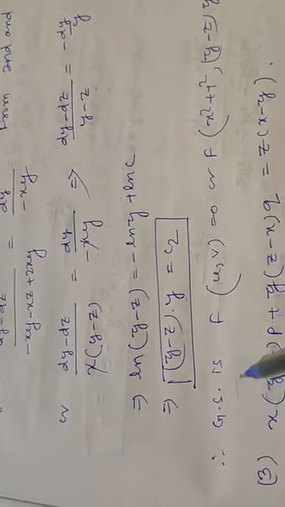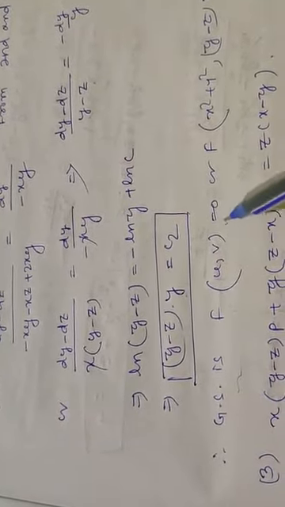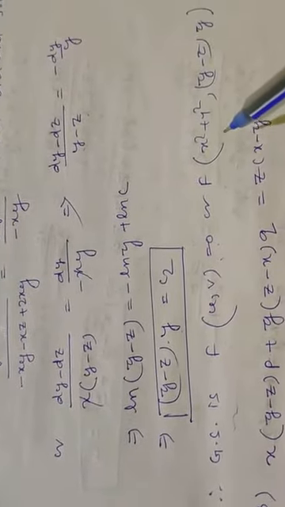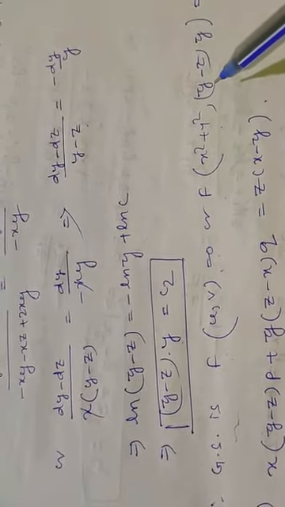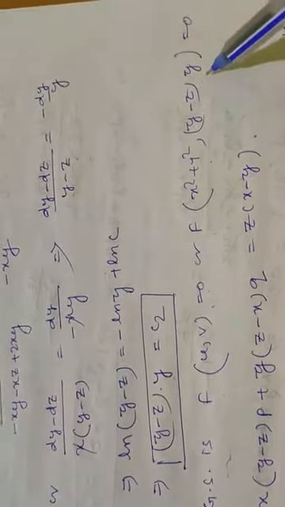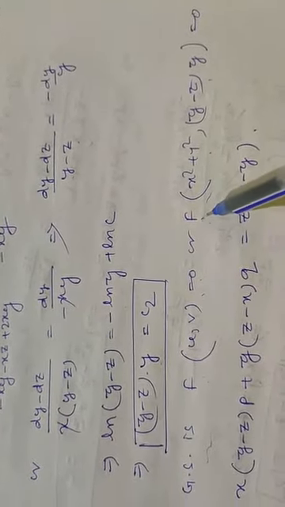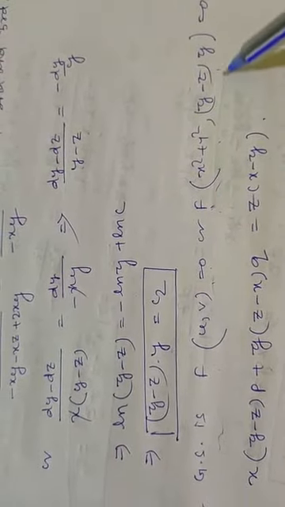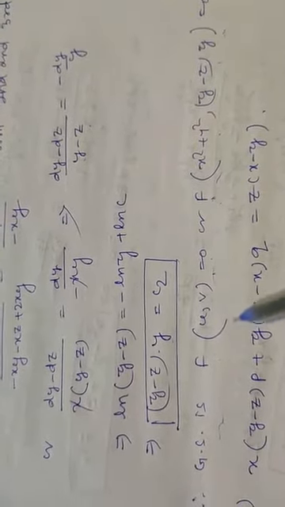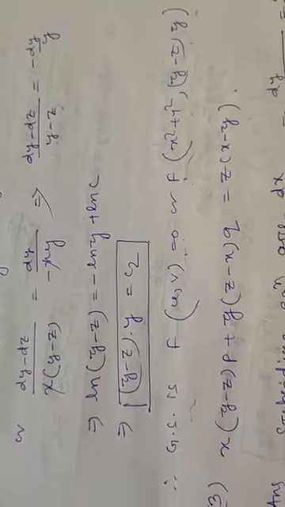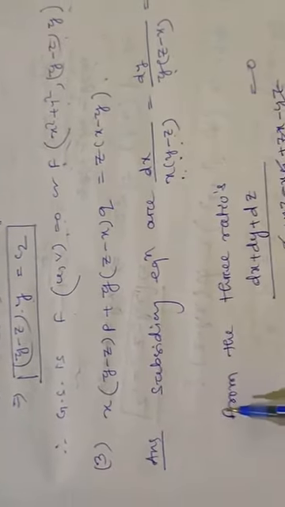So the general solution is f(u, v) is equal to 0, or f of (x square plus y square, y(y minus z)) is equal to 0, where f is an arbitrary function. So this is the general solution of the given differential equation. Consider another problem.